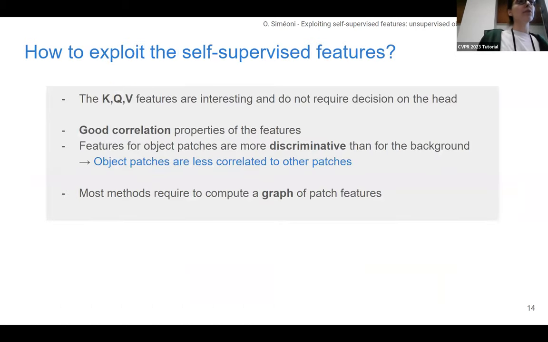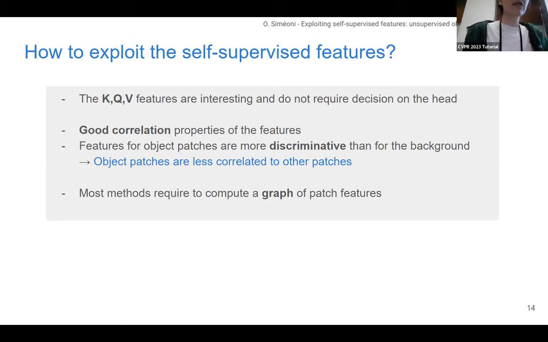Instead, what we did was to look at the keys, queries and values features that are producing those self-attention maps, and by doing so, we do not need to make any decision on the heads. What we observed is that the keys in particular have very good correlation properties, and that the features for the object patches are more discriminative than the ones for the background patches. That's one thing that we are going to use a lot during this presentation. Basically, the features for the object have more to them than the ones for the background, which are more uniform. So object patches are less correlated to other patches than background patches.